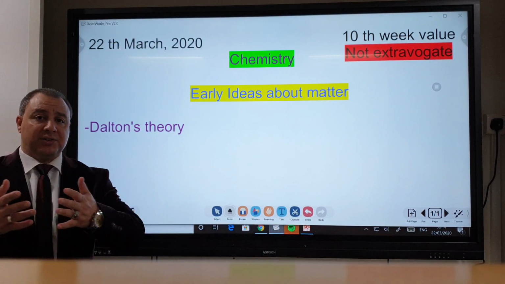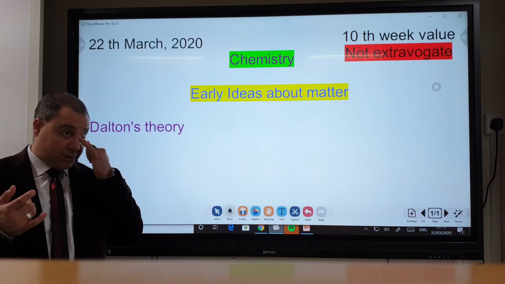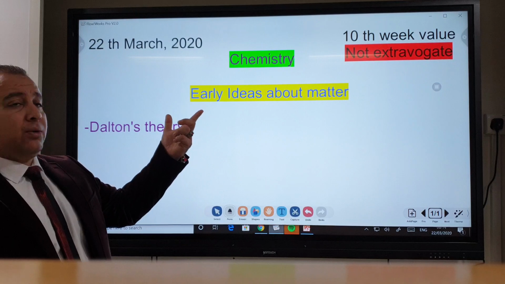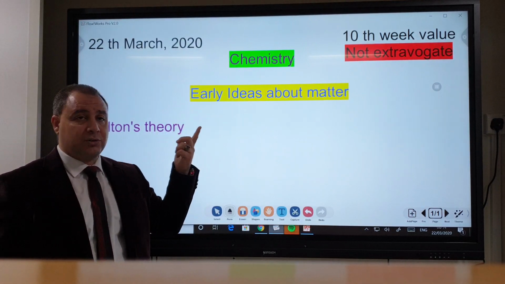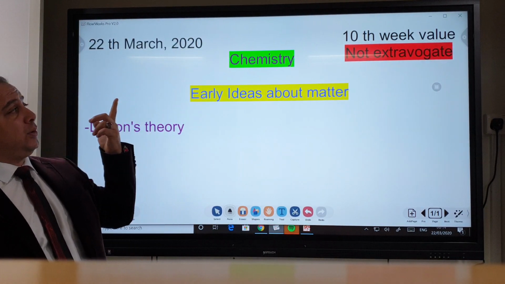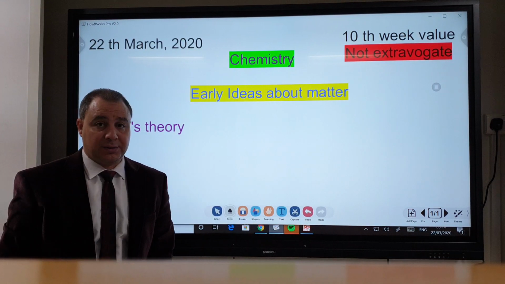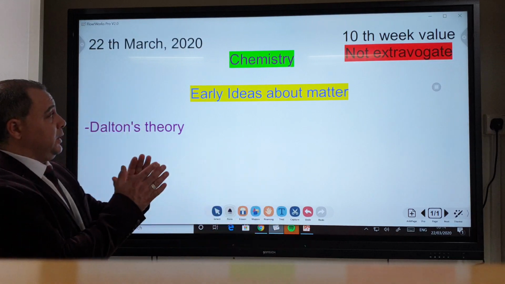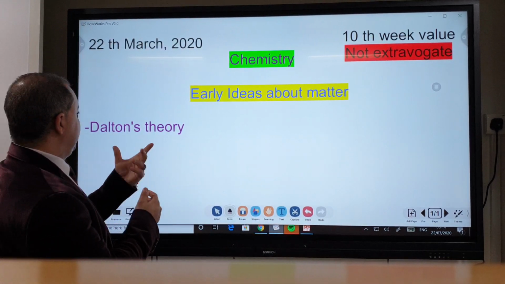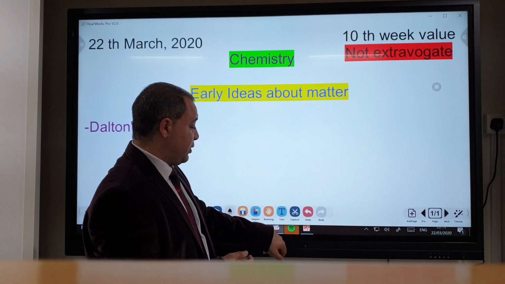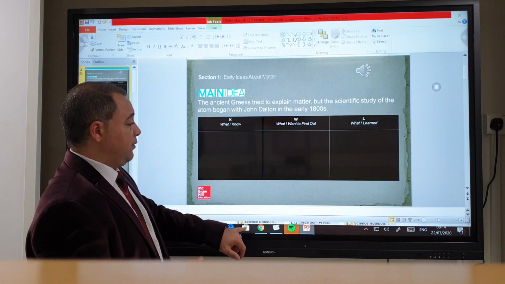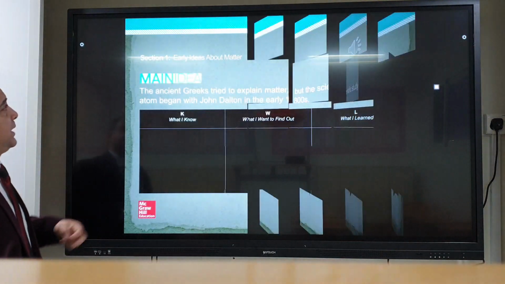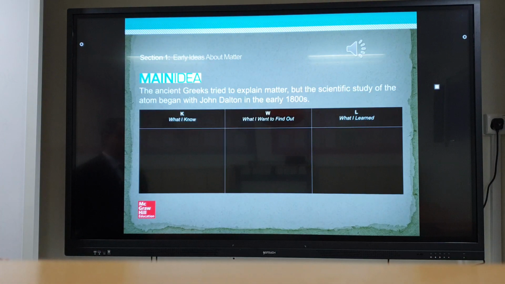Now, inshallah, we are going to study the new session, which is called Early Ideas About Matter. What are the scientists' thoughts about matter? We are going to study the doubt of the theory and what is meant by theory. First, section one: early ideas about matter.